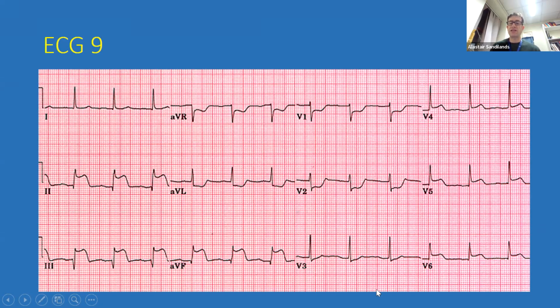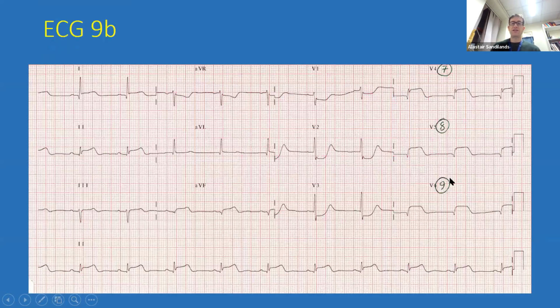And certainly that raises the suspicion in your head. Is this a circumflex artery? So there is ST depression in V1 and V2. Is that a reciprocal change? So what you need to do is take your V7, 8, and 9 ECG and make sure that you see ST elevation.